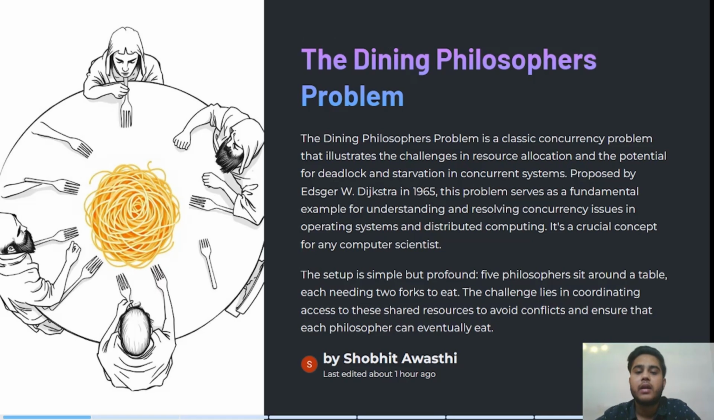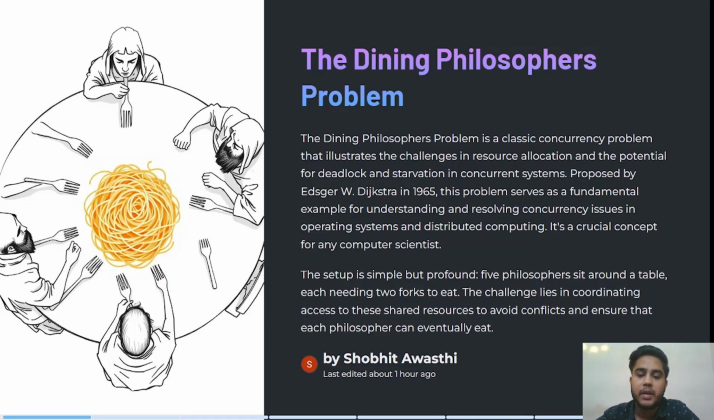So basically, the Dining Philosophers Problem is a classic concurrency problem that illustrates the challenges in resource allocation and the potential for deadlock and starvation in concurrent systems. Proposed by Edsger W. Dijkstra in 1965, this problem serves as a fundamental example for understanding and resolving concurrency issues in operating systems and distributed computing. It is a crucial concept for many computer scientists.